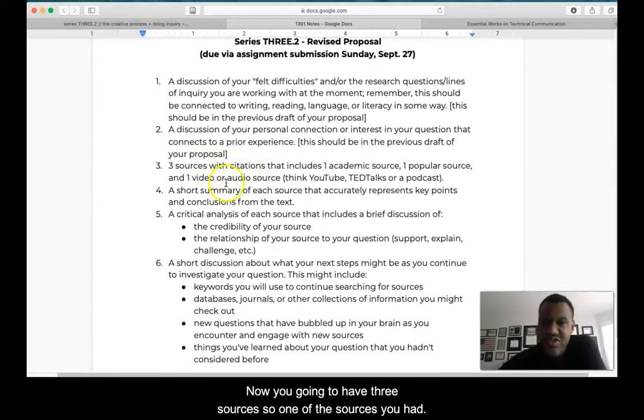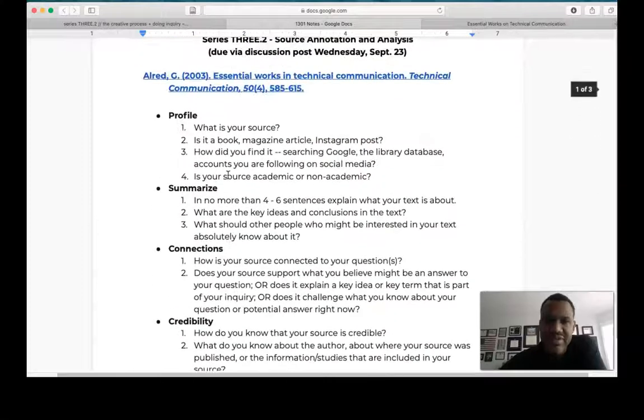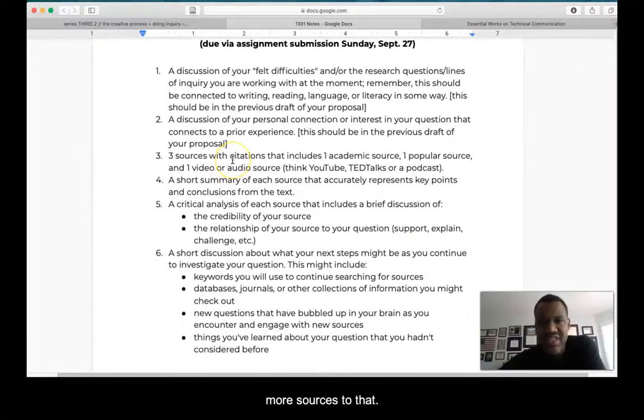Now you're going to have three sources. So one of the sources you had in your previous assignment, the source annotation, now you're just going to add two more sources to that. And your sources have to include one academic source, one popular source, and one video. So one like scholarly article, one like web article, and then one video or audio source.